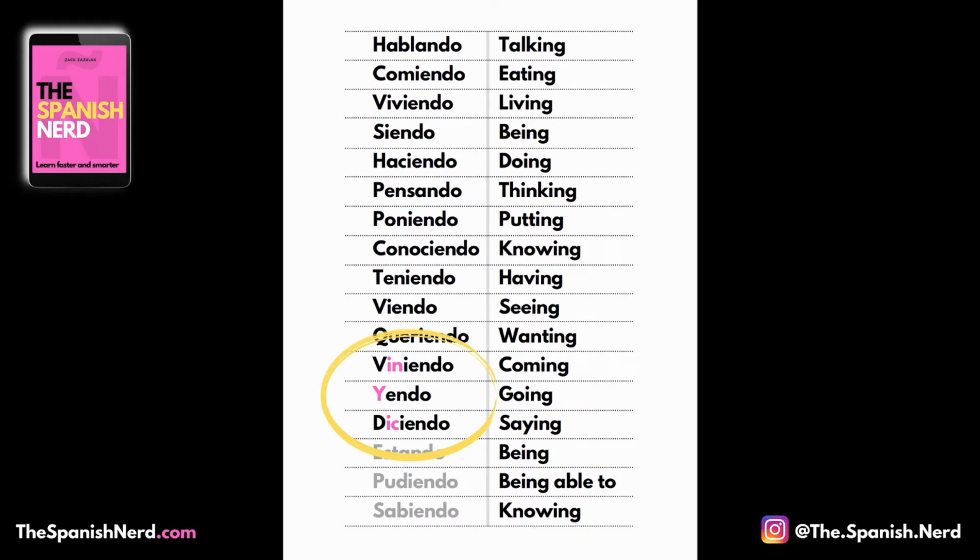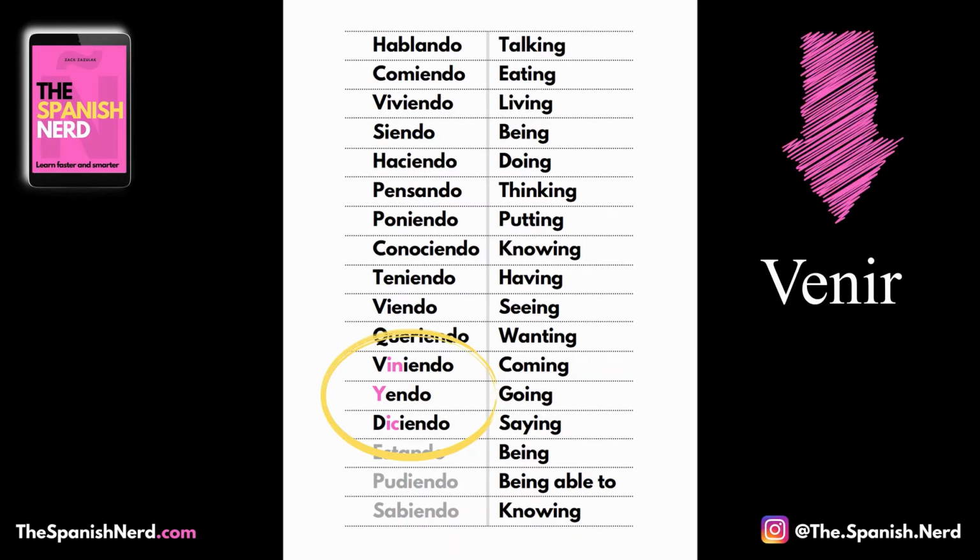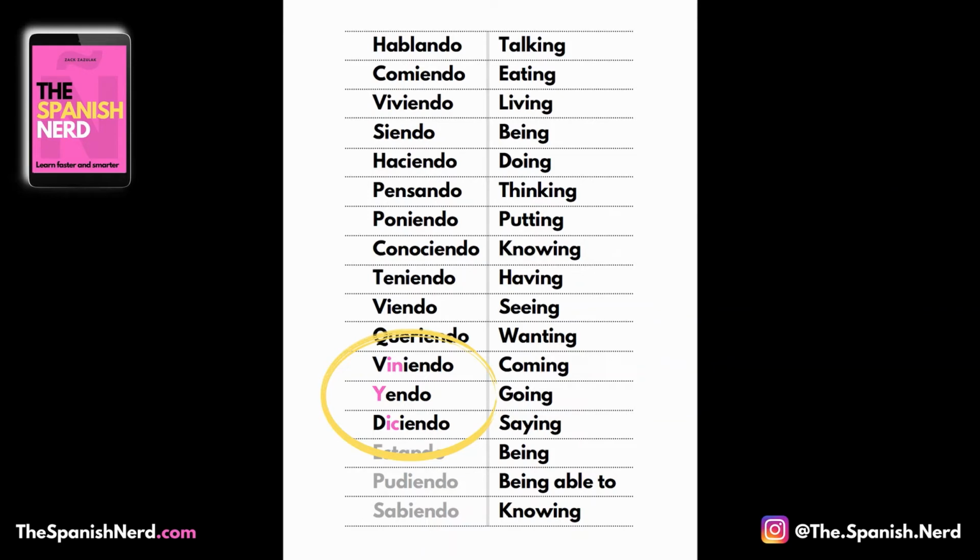Okay, so viniendo, notice it's not veniendo. You know what that comes from because it says the word coming, right? That comes from venir. You've already memorized that word earlier in this book. Remember? Building blocks. So if some of these aren't clear and you don't know what venir means, you gotta go back and make a good memory aid.